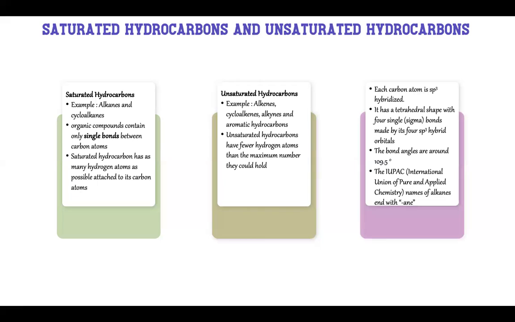Each carbon atom is sp3 hybridized and has a tetrahedral shape with 4 single sigma bonds made by its 4 sp3 hybrid orbitals, and the bond angles are around 109.5 degrees. The IUPAC, which is the International Union of Pure and Applied Chemistry, names of alkanes end with -ane.